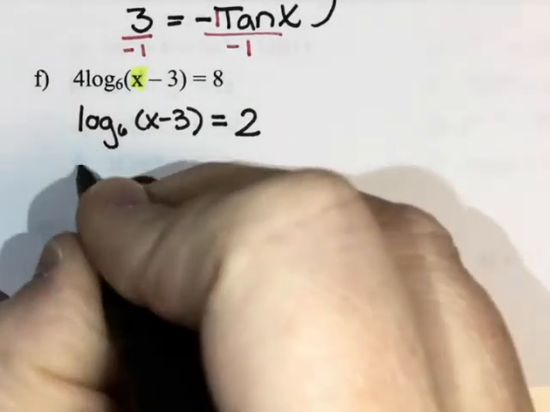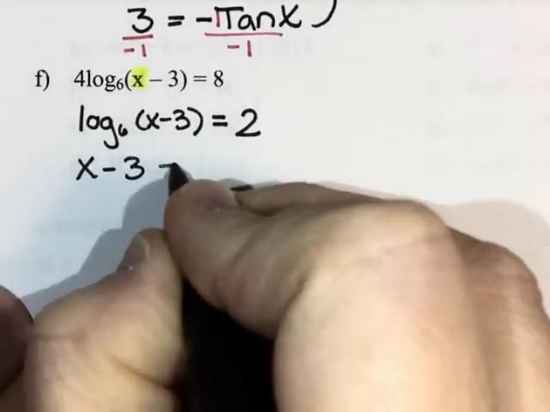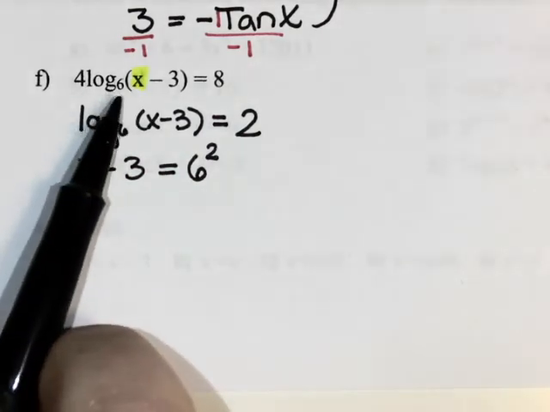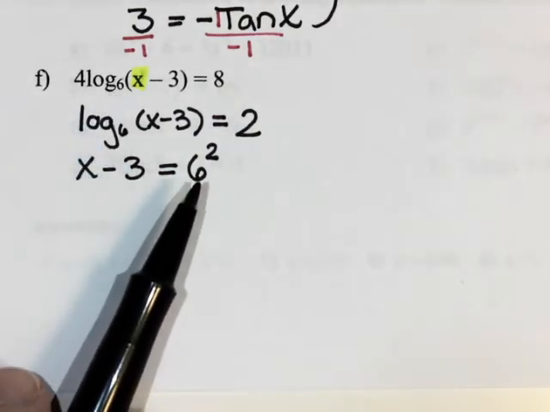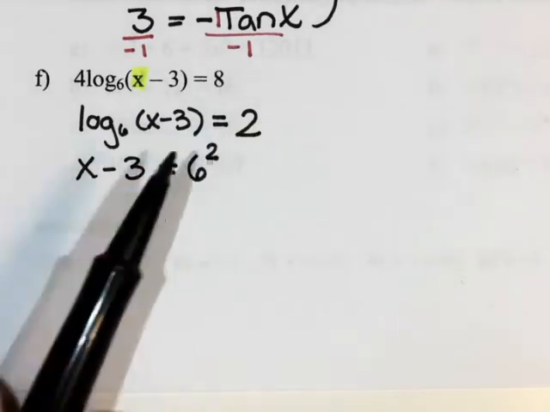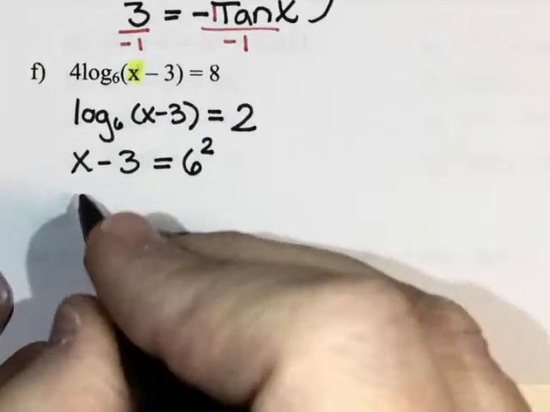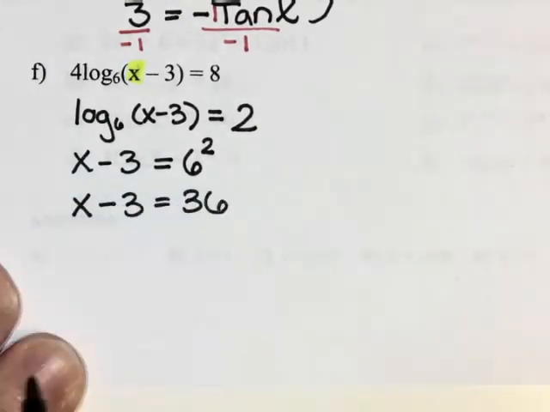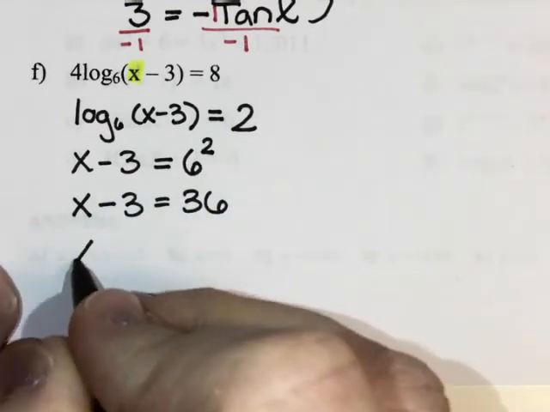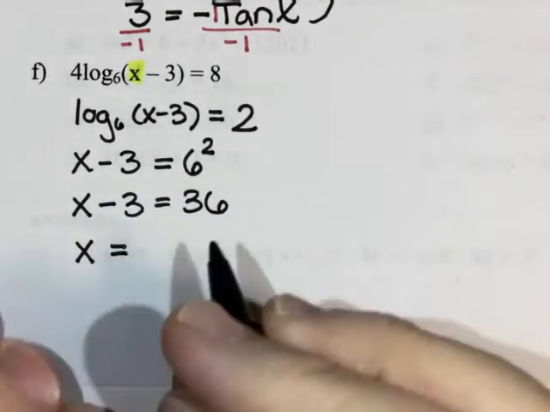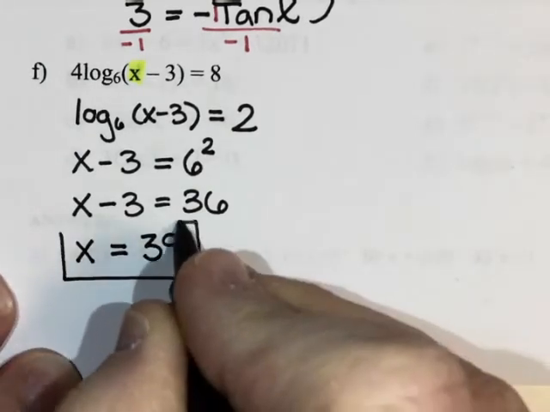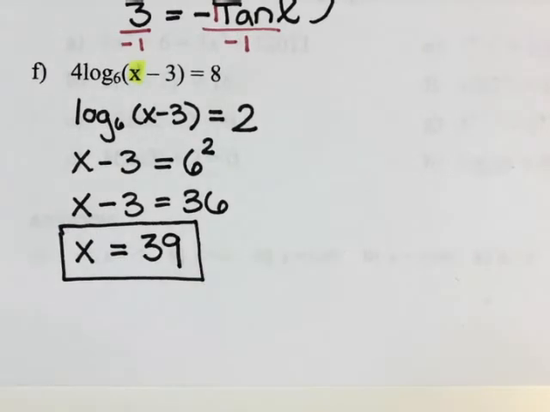So this would become x minus 3 equals 6, so there's that base, to the power of 2. So the base that's here becomes the base of my power, and the number that's on this side becomes the exponent. Now 6 squared is 36. And then I would add 3 to both sides to get 36 plus 3, which is 39. So x equals 39.